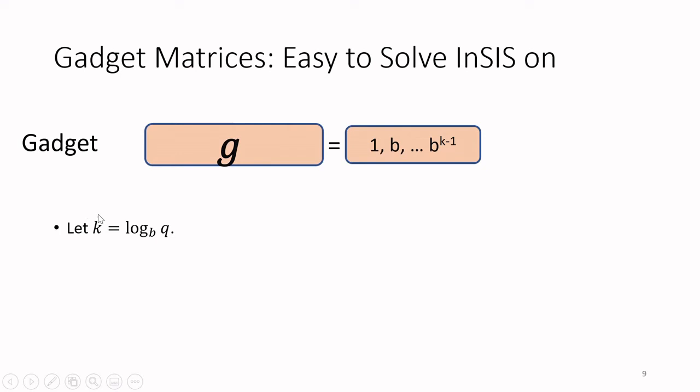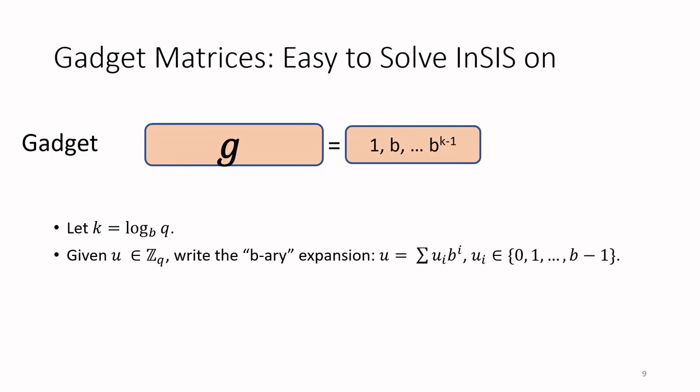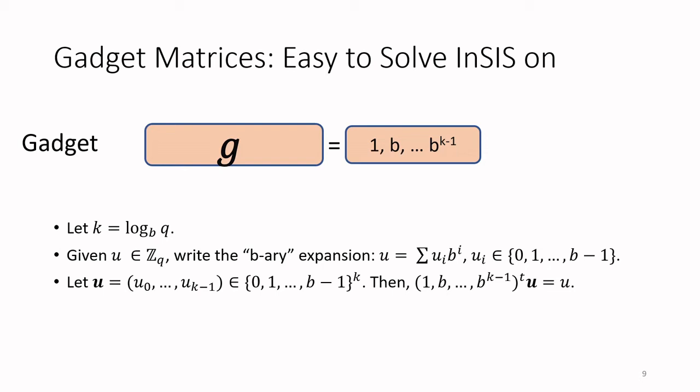So let K be log base B of Q, and then this gadget is just going to be this power of B matrix. And really, this matrix is just a vector with scalars as entries, from 1 to B to the K minus 1. And for simplicity, you can often think of this B as just being 2. Now, given a coefficient modulo Q, you can take this coefficient and give its B-ary expansion as a vector. And really what this does is it solves the SIS problem on this gadget.